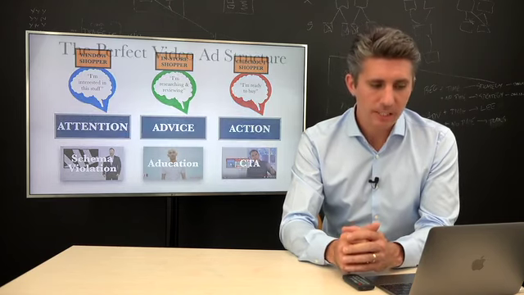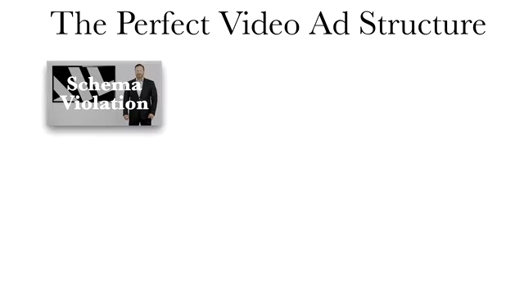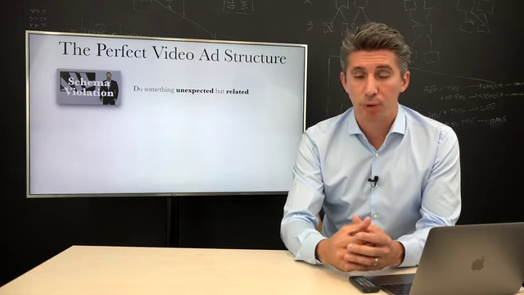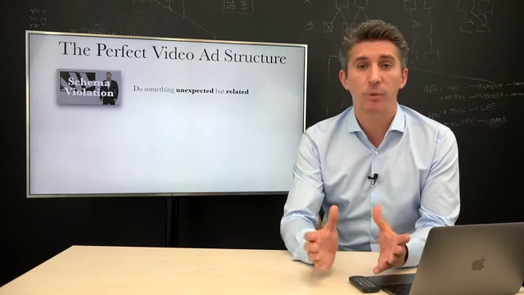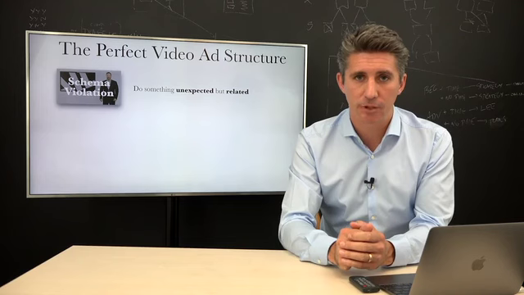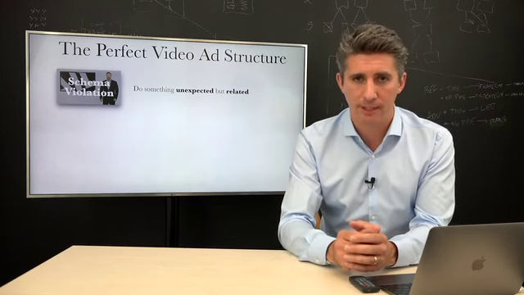Okay. So let's talk about the video ad, or the perfect video ad structure. Schema violation. What you want to do with a schema violation is do something unexpected, but also it has to be related to your message. Now, when we see something in our environment that's unexpected, two things happen. First of all, the brain goes into a bit of a shock and it's like, wow, I wasn't expecting that. That's different to usual, and it pays attention from the very beginning. So doing something different makes people pay attention. It's like a survival mechanism.